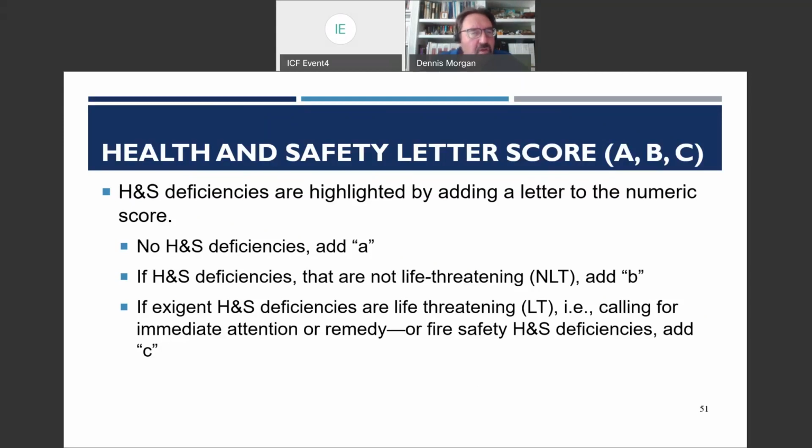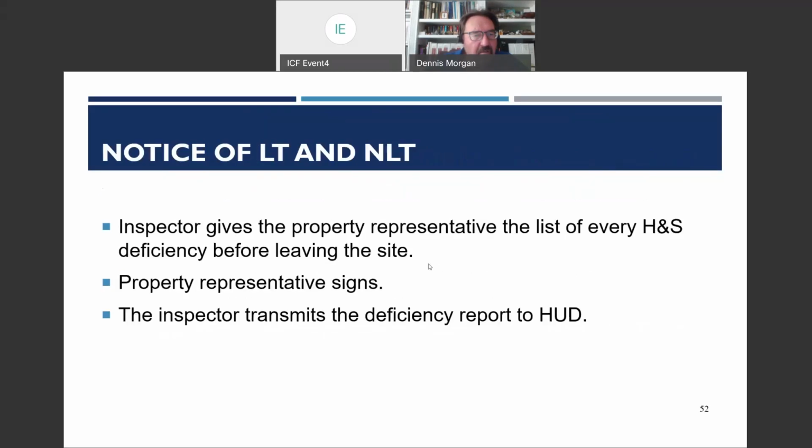So when you're downloading your information in terms of your property scores, it's going to have a numeric score, let's say 90A, and then it's going to have either a star or no star. The star is going to indicate whether you had a smoke alarm deficiency or smoke detector deficiency on the property. No star means I had no smoke detector deficiencies. So your score is going to have a numeric score, an A, B, or C, and a star or no star.